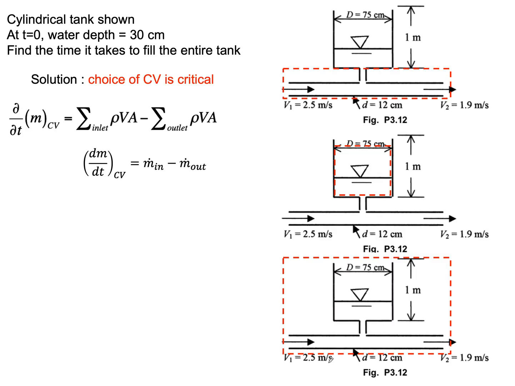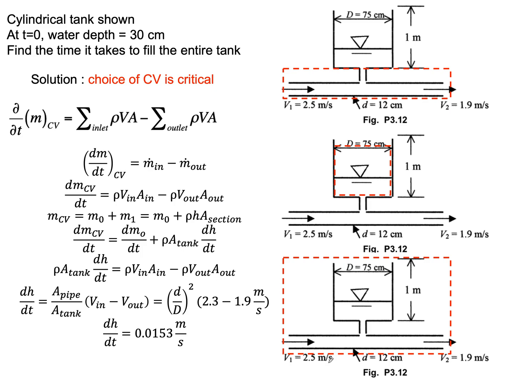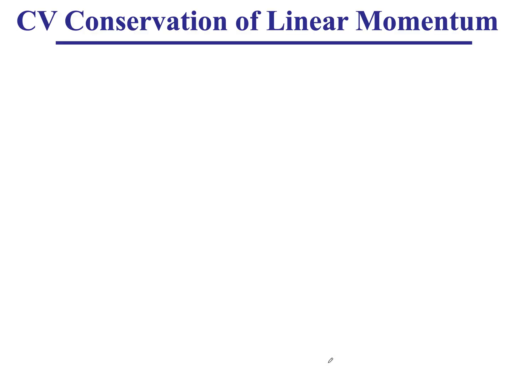Welcome again to Introduction to Fluid Mechanics. We are in Chapter 3, which deals with writing the conservation equations in integral form. That is, writing the conservation equations of mass, momentum, and energy for a controlled volume. So far we have dealt with mass conservation for a controlled volume, and we're moving on to discuss how the linear momentum conservation equation is written for a controlled volume or in integral form.